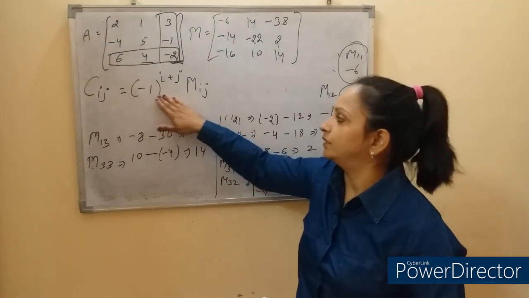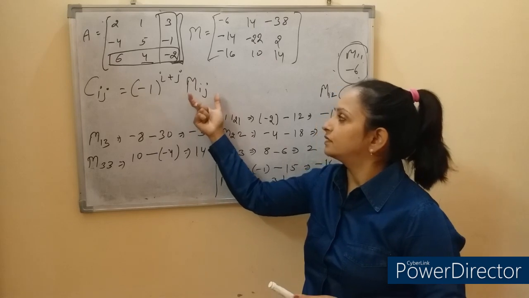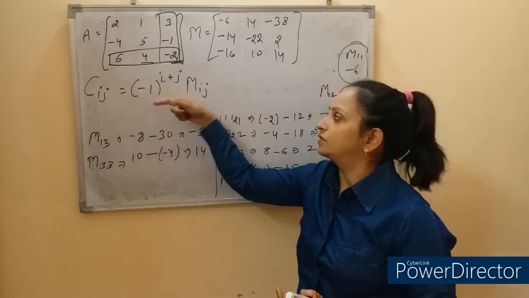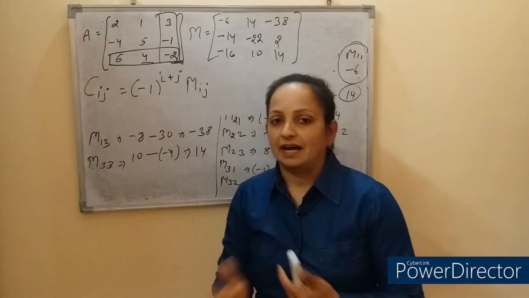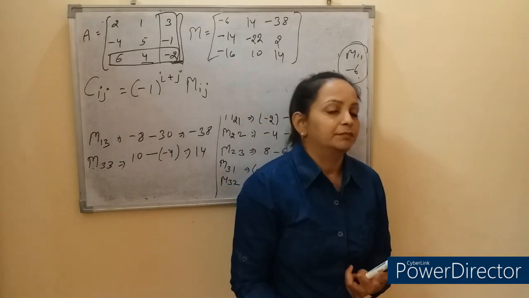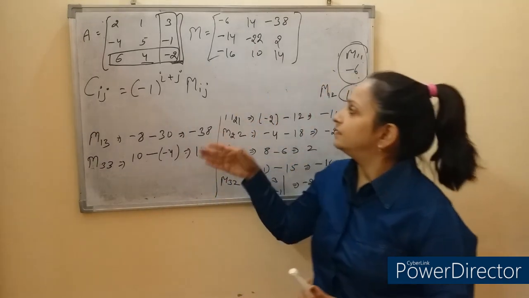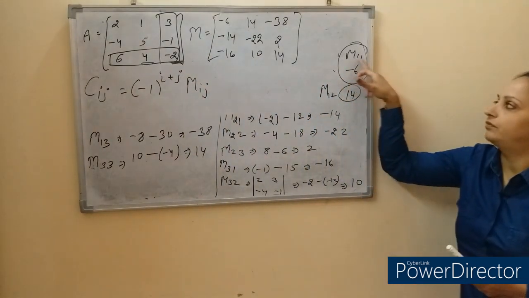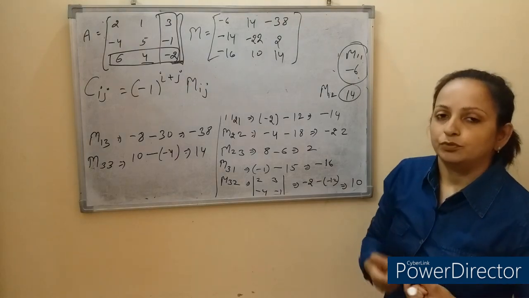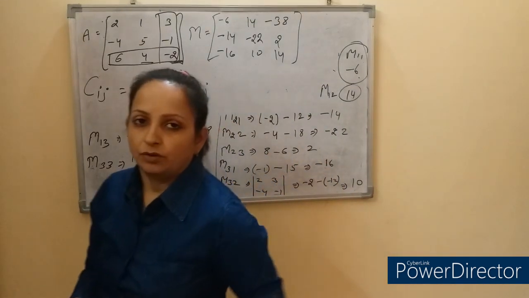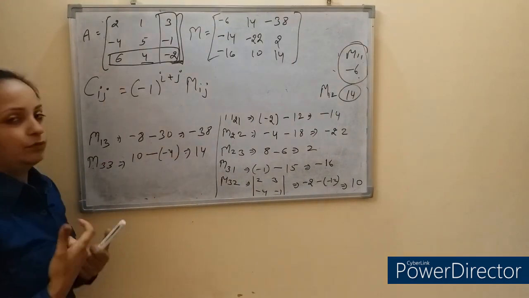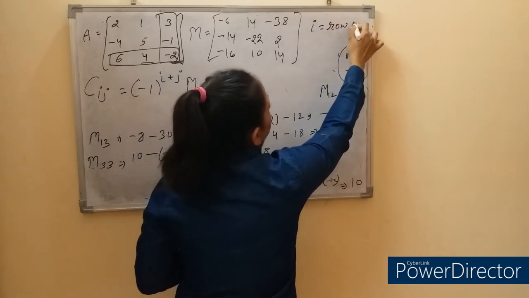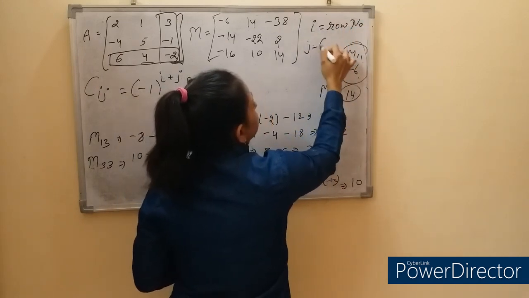So for that we have this formula. What we are going to do, we are just multiplying the minor value with minus 1 raised to power i plus j. So what is ij here? I think you already know from my previous videos that ij is the position number. So if I talk about this, I will say this is M11. So 1 and 1 is the position number, the row number and the column number. So i denotes my row number and j denotes my column number.